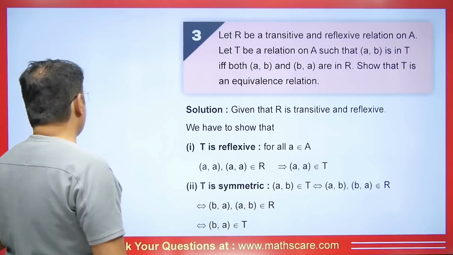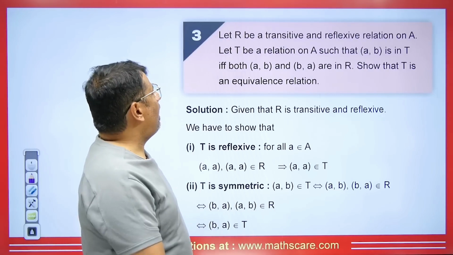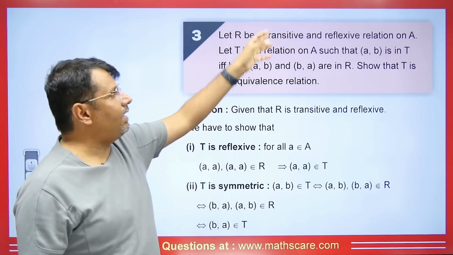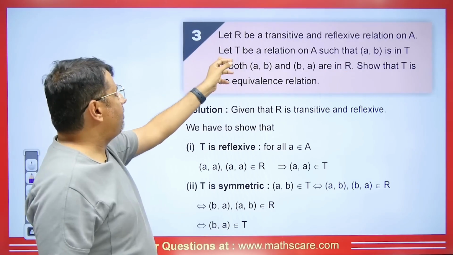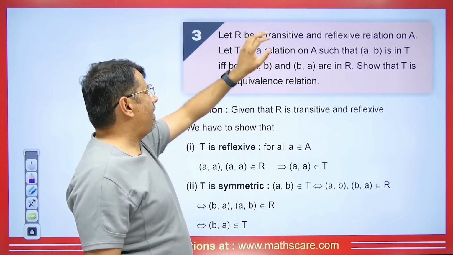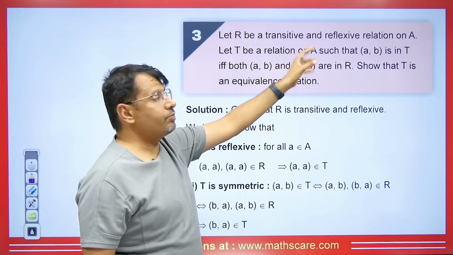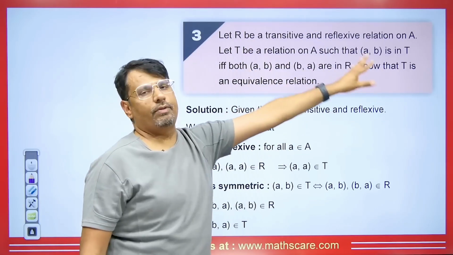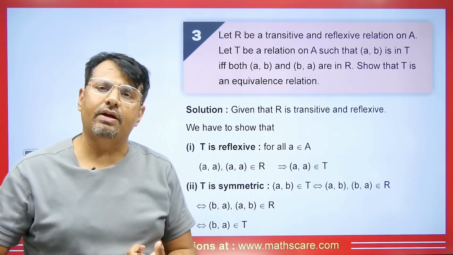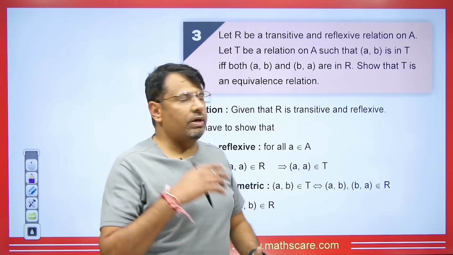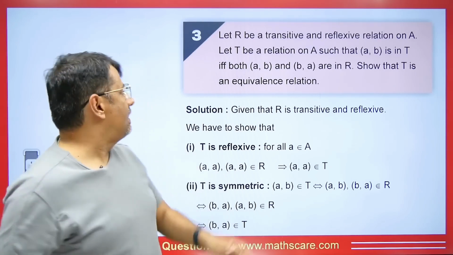Next question, what does it say? It's a very good question. If R is a transitive and reflexive relation, which means R is both transitive and reflexive on A, and let T be the relation on A such that (A,B) is in T if and only if (A,B) and (B,A) are in R. If that's the case, you need to prove that T is an equivalence relation.